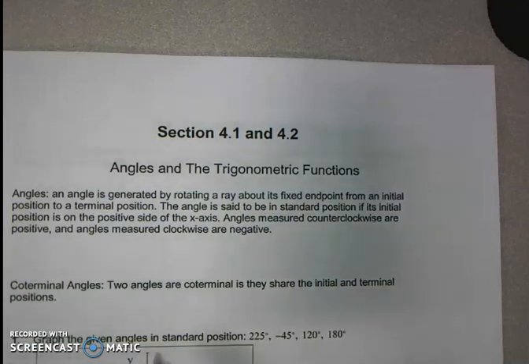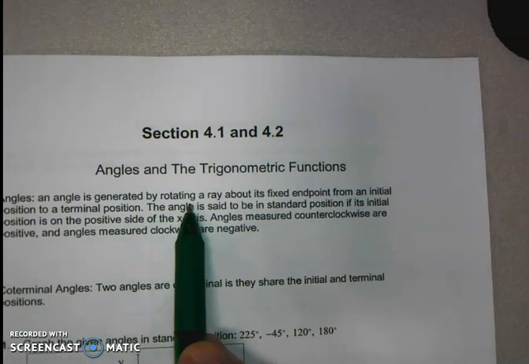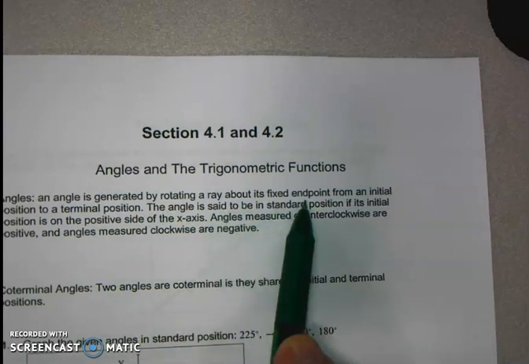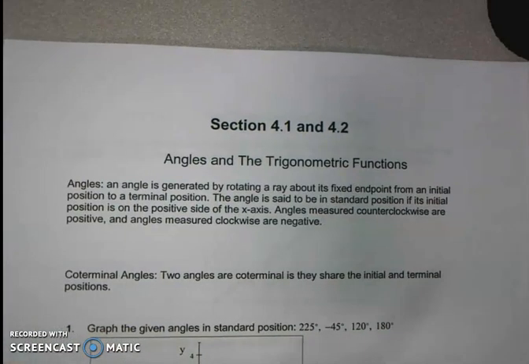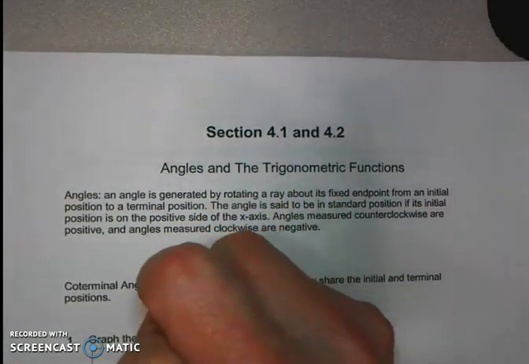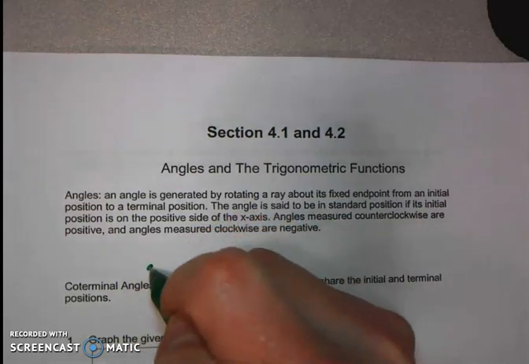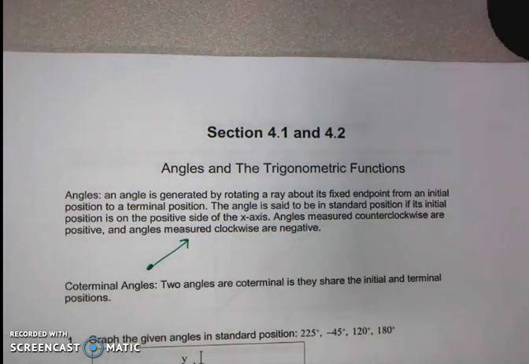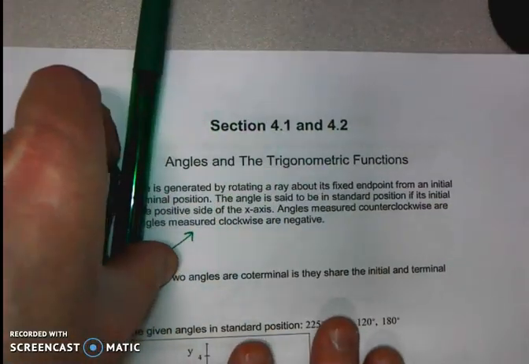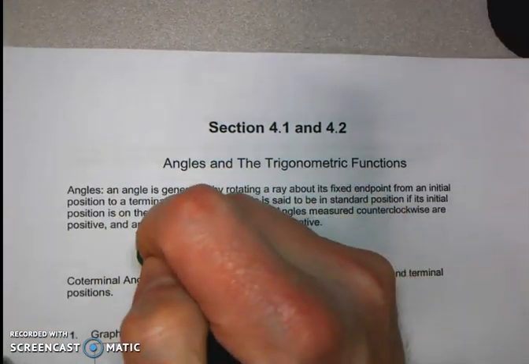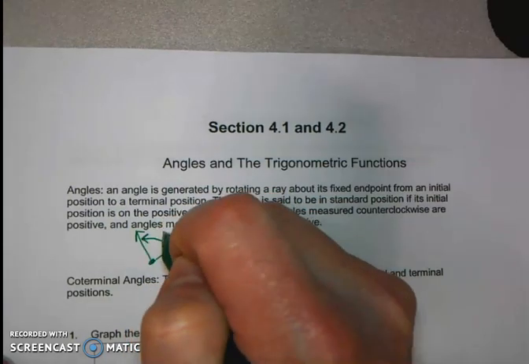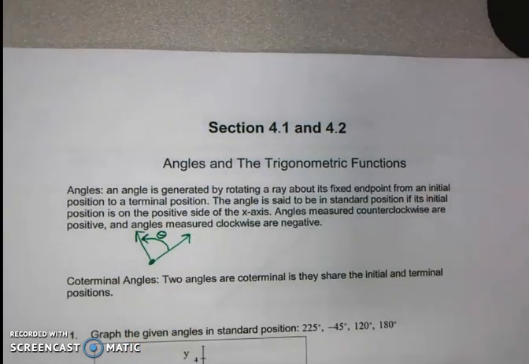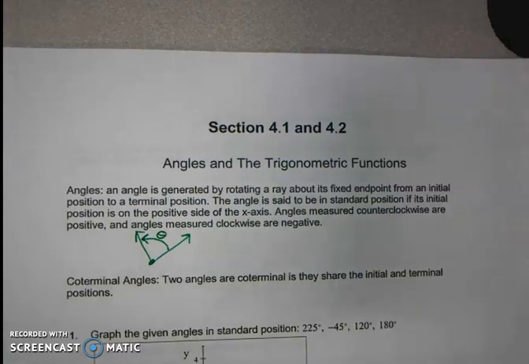The mathematical definition is an angle is generated by rotating a ray about its fixed endpoint from an initial position to a terminal position. All right, a lot of fancy words for saying there's an endpoint. We draw a ray, and then we rotate that ray, like so maybe. And then this would be called the angle, and we would measure that angle somehow. We've used degrees up to this point to measure angles.